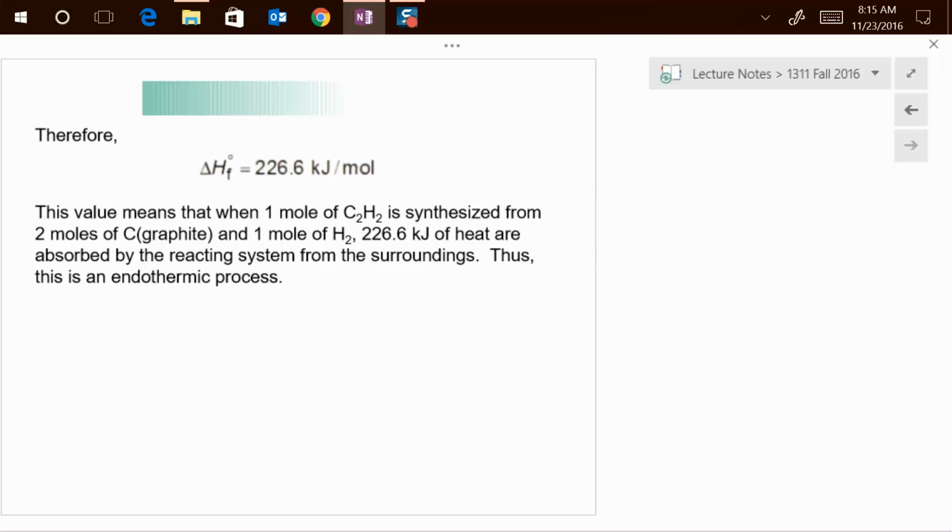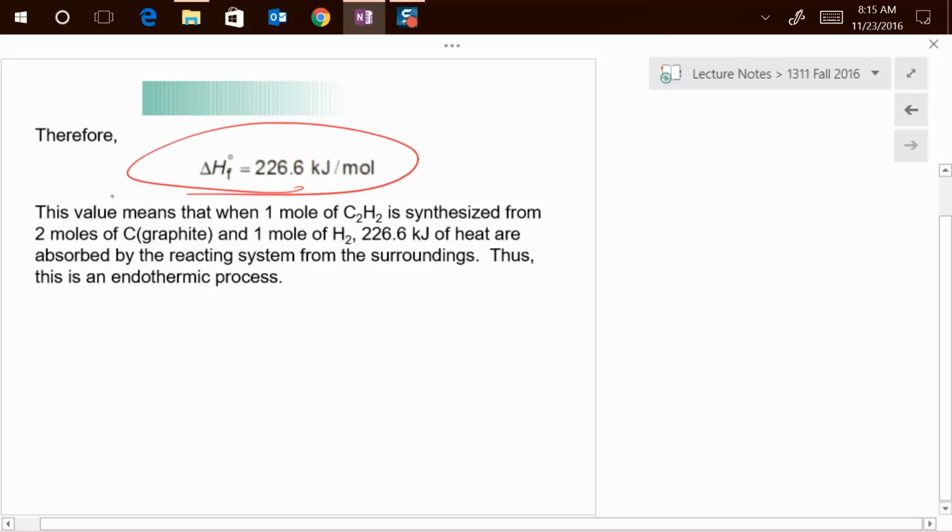So for 1 mole of C2H2, 2 moles of carbon graphite and 1 mole of H2, 226.6 kilojoules of heat are absorbed. So this is an endothermic reaction. How did I know it was endothermic from the delta H? Because it's positive. That's exactly why. A positive delta H is endothermic. A negative delta H is exothermic reaction.